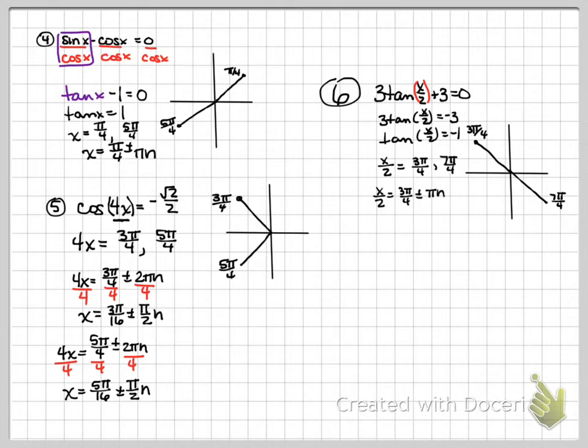Now, with the previous problem, we divided by 4 to get x by itself. Well, now we have x divided by 2, so to get rid of that 2, I'm going to multiply both sides by 2. Okay. And that's going to leave me with x equals, well, 2 times 3 pi over 4 is going to be 3 pi over 2, plus or minus 2 times pi is 2 pi. Okay, so our final solutions are x equals 3 pi over 2 plus or minus 2 pi n.